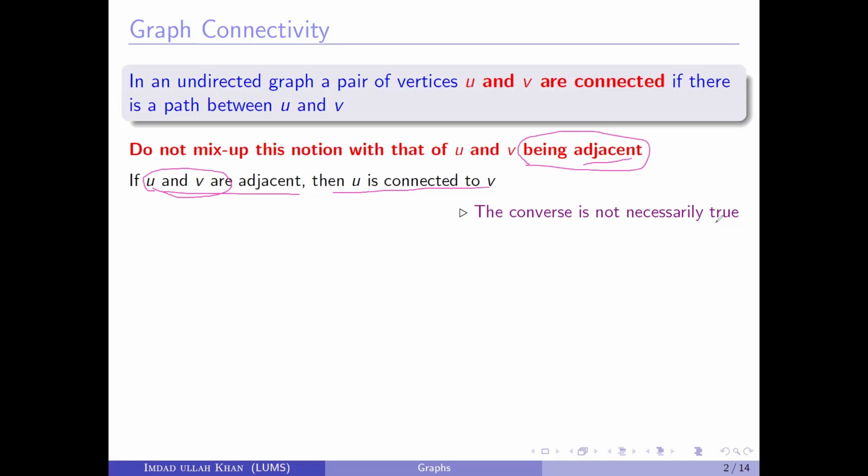But the converse is not necessarily true because if U and V are connected, that does not mean that they are always adjacent. They may be adjacent, may not be adjacent. For example, if our first vertex is U and there is some other vertex in between and then we have a vertex V. So there is a path from U to V, but U and V are not directly connected. And the similar analogy can be deduced for undirected graphs.